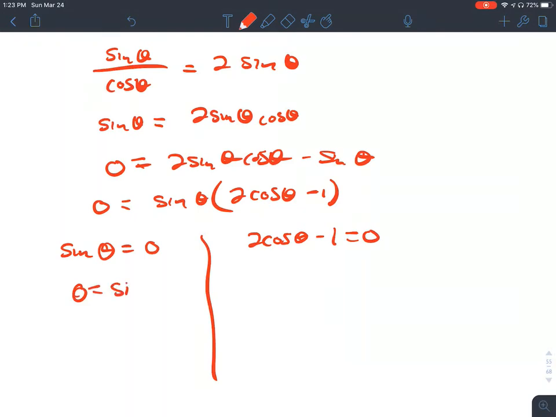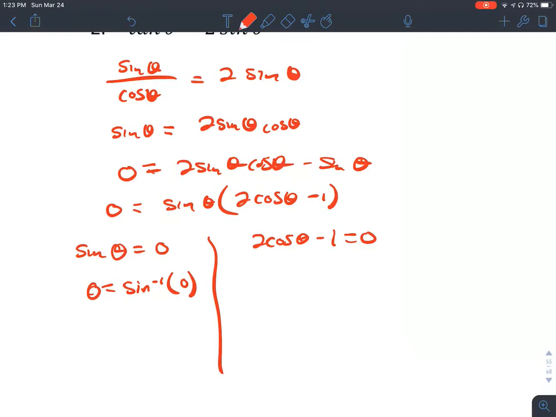So theta is sine inverse of 0. Well, when does sine of an angle give a 0? That's on the positive and negative x-axis. So that would mean theta here is going to equal pi or 2 pi. The direction said between 0 and 2 pi, including 2 pi.